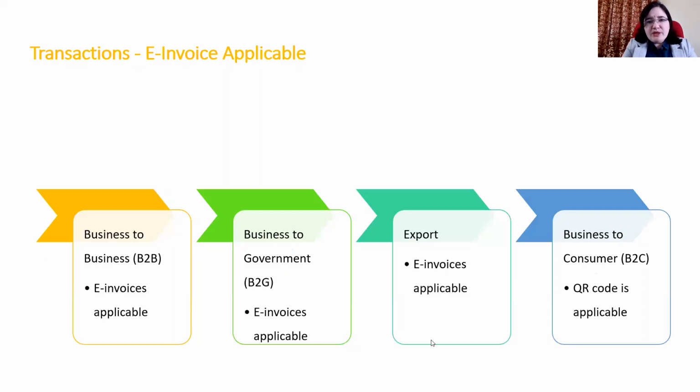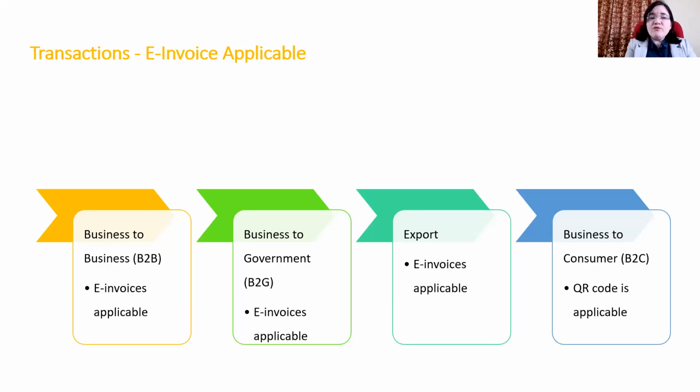Second, B2B is covered for e-invoicing. So whenever there is a B2B transaction, e-invoicing is applicable. B2G, that is whenever there is a government supply and the government is registered under the GST, then e-invoicing is applicable. For export invoices also, e-invoicing has been made applicable by way of notification. So if you are engaged in export, then for export invoices also, you have to generate the e-invoice. Now B2B is applicable, but what about B2C?